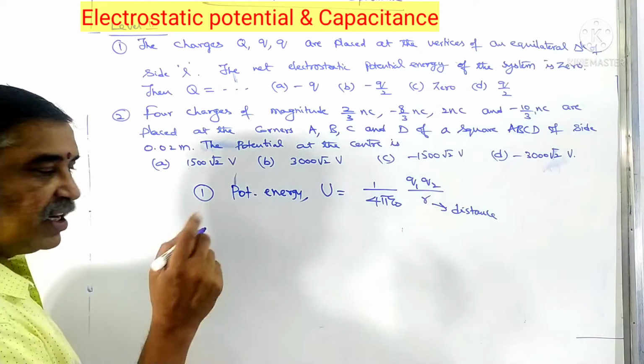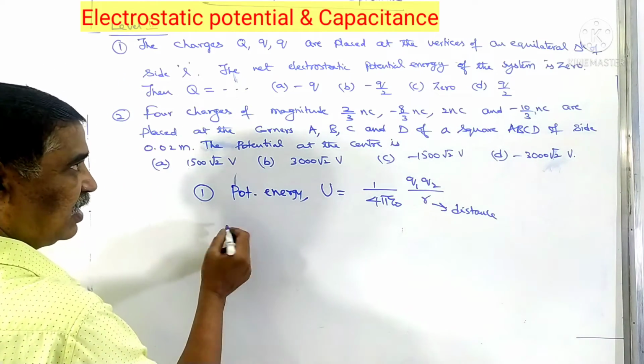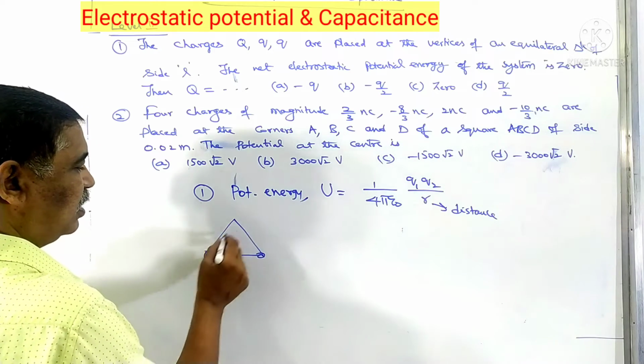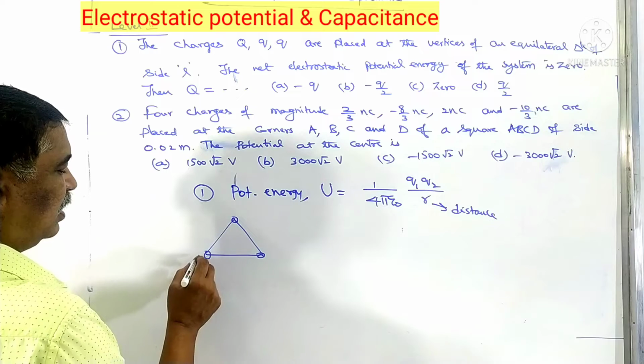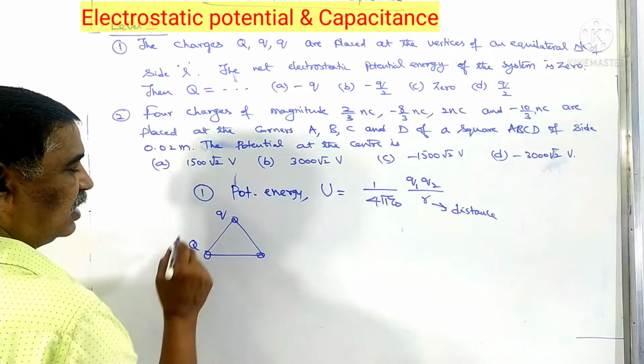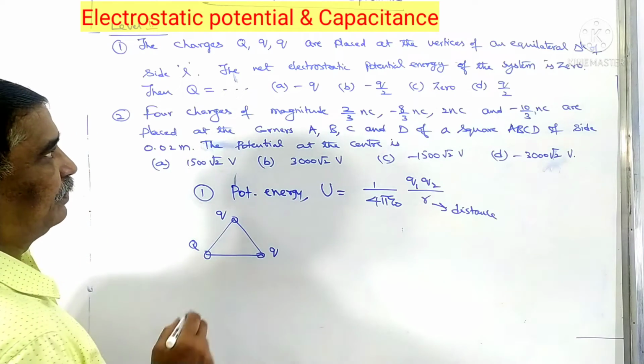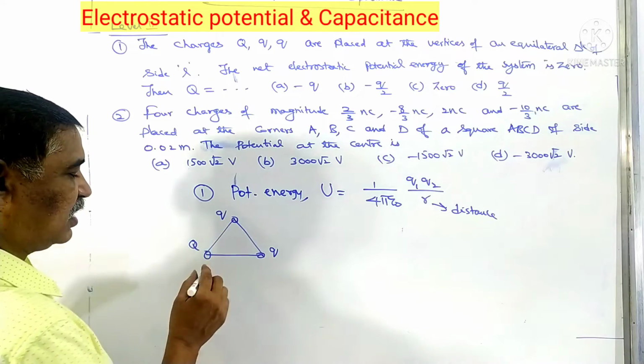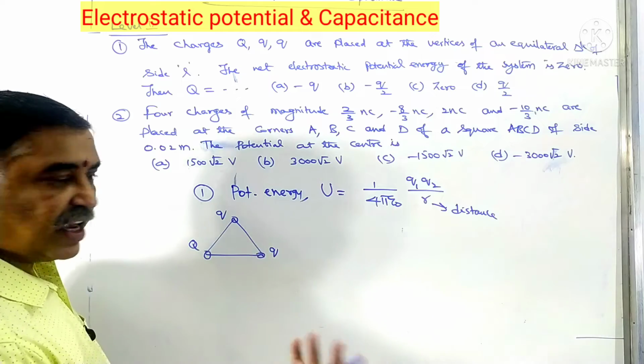Now I am given three charges. Diagram is not required, just for understanding part I will put it. So here three charges are given to us. One charge is capital Q, another is small q, one more is Q. So here this is a system of three charges. Potential energy is a scalar quantity.